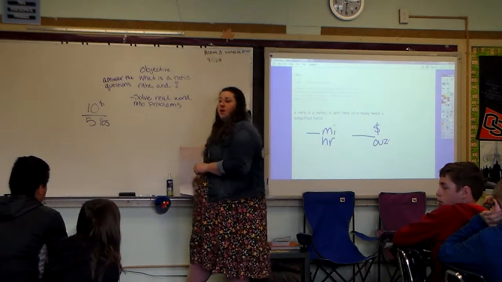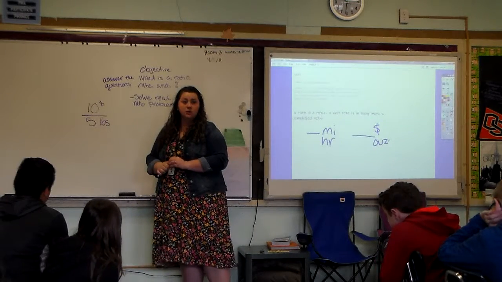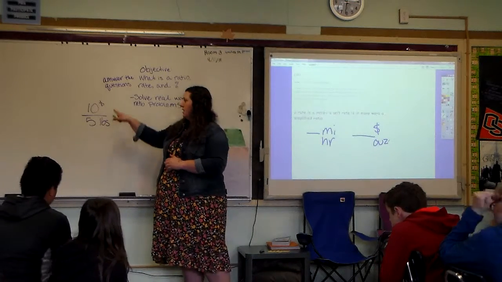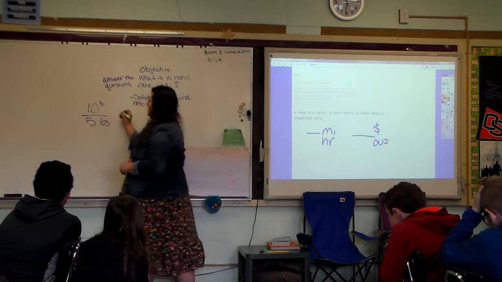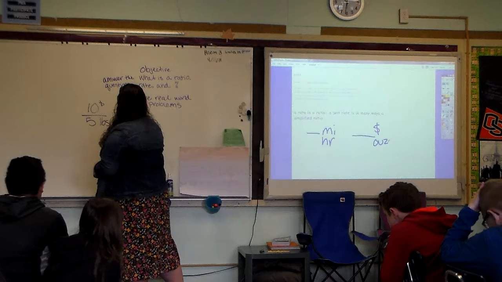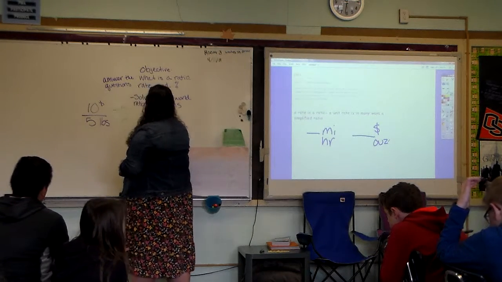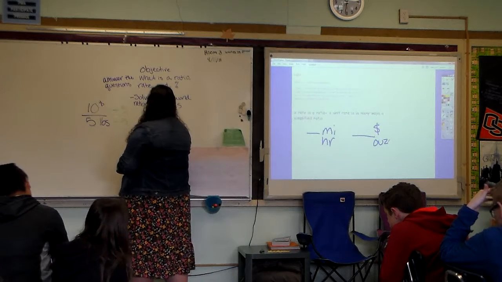Yeah, so you need to get part of it down to 1. So I can easily get the 5 down to 1 by dividing it by itself. And I know that 10 is divisible by 5, right? So I could divide these both by 5. And I end up with $2 for 1 pound.